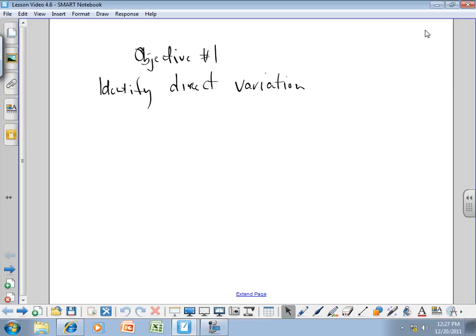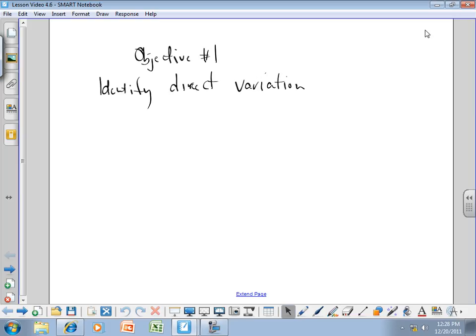Hi, this is Mr. Bauer, and today we want to talk about direct variation. Direct variation is an idea that usually gets thrown into a beginning algebra class when you're talking about slope and slope-intercept form, and sometimes throws people for a loop.